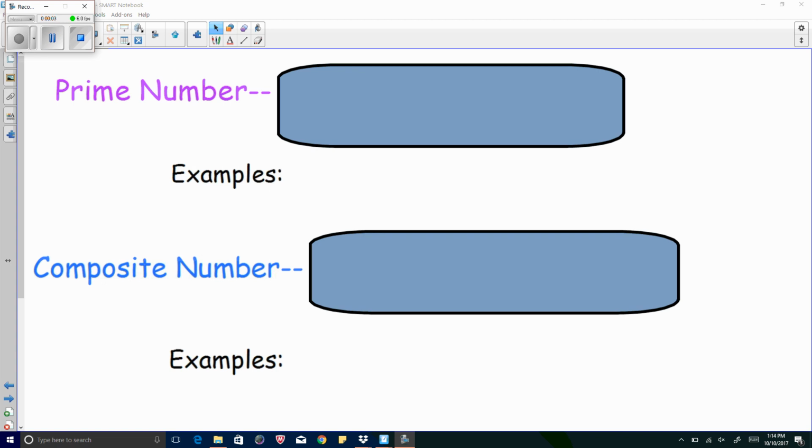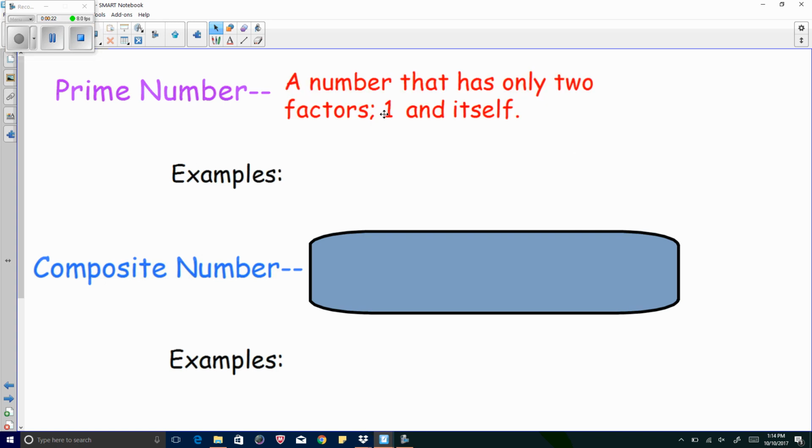Welcome to Study Guide 1 for Unit 2, and in this study guide we will cover prime numbers, composite numbers, factors, multiples, and prime factorization. So it's important to remember what a prime number and a composite number are. So prime numbers are when a number only has two factors, one and itself.